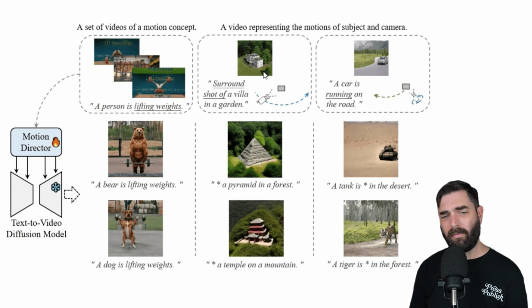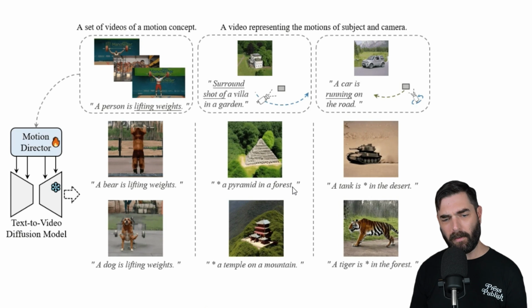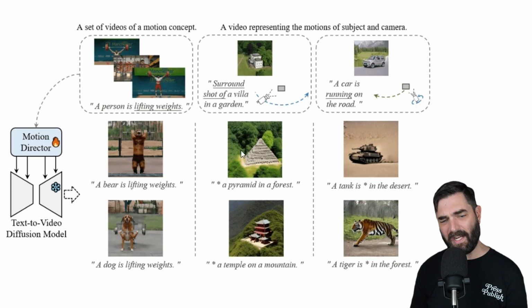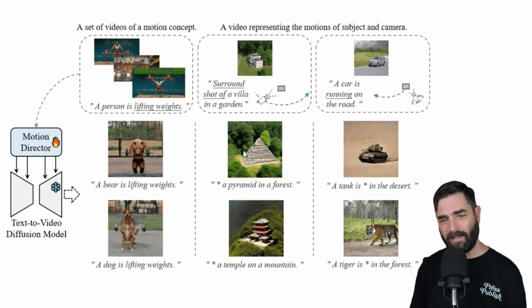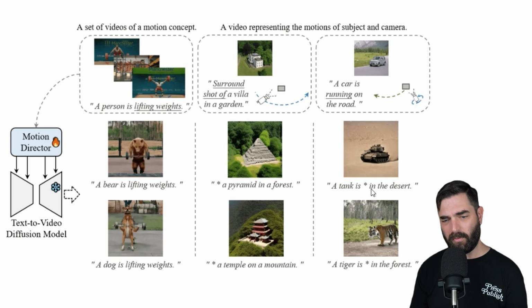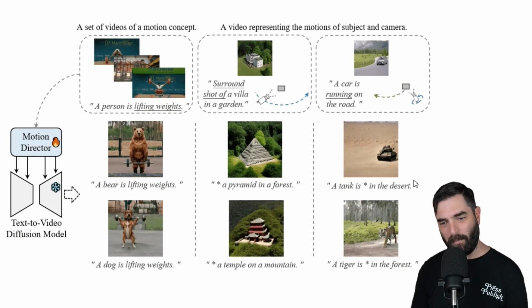They input a video of like a drone shot going around this house here. And then they gave a prompt of a pyramid in a forest. And you can see it sort of circles around this AI generated pyramid in the same way it circles around the house. A temple on a mountain, same idea. Here's an input video of a car running on a road. They changed it to a tank in the desert and a tiger in the forest, and it sort of followed the same path as that car.